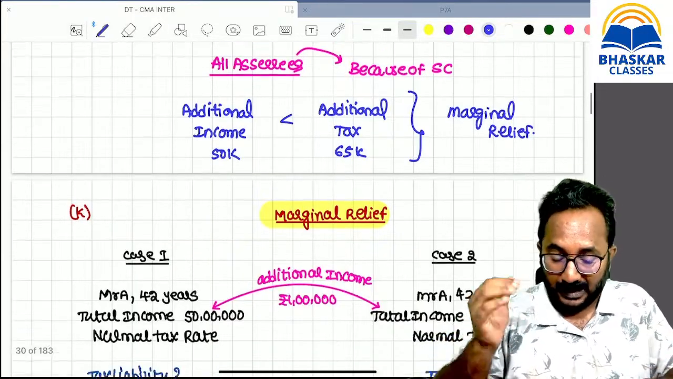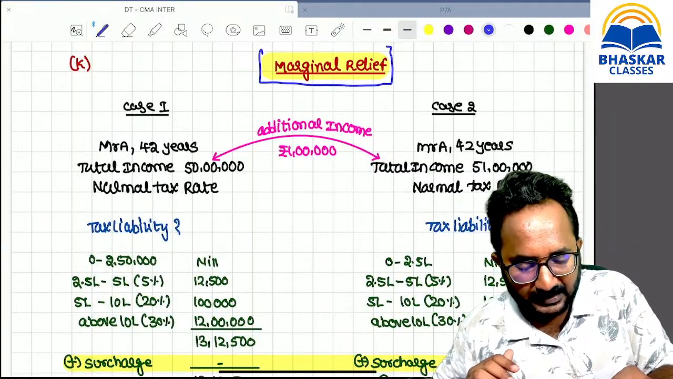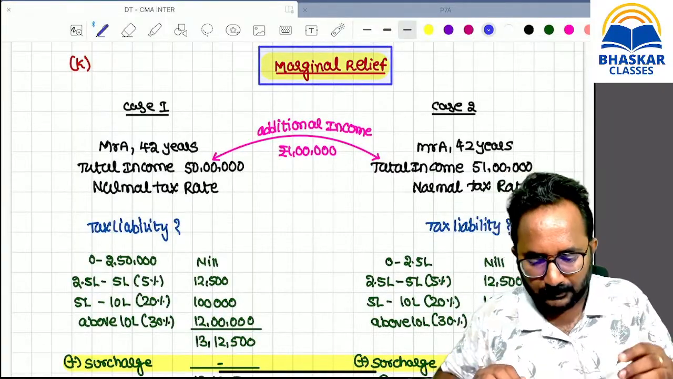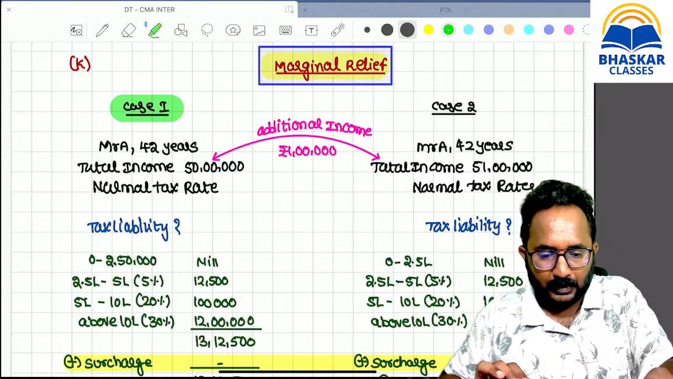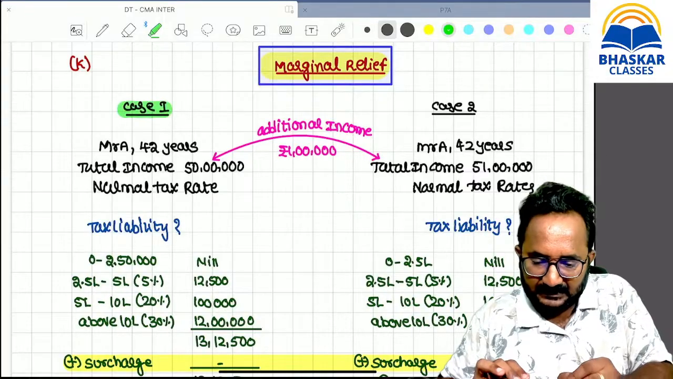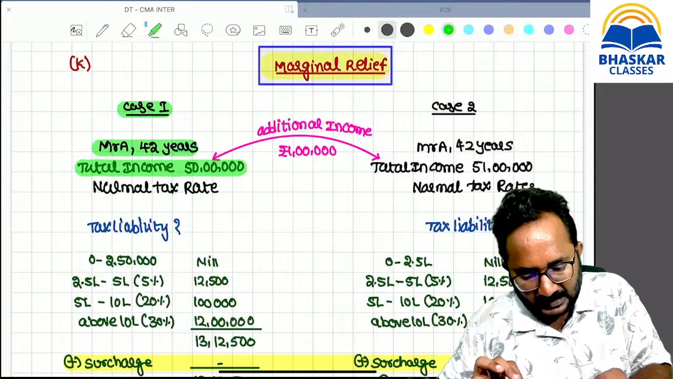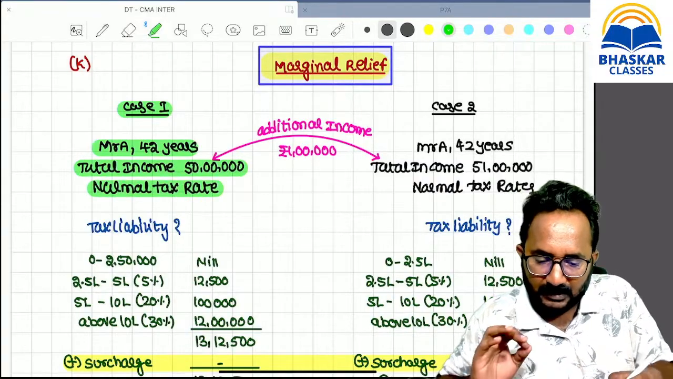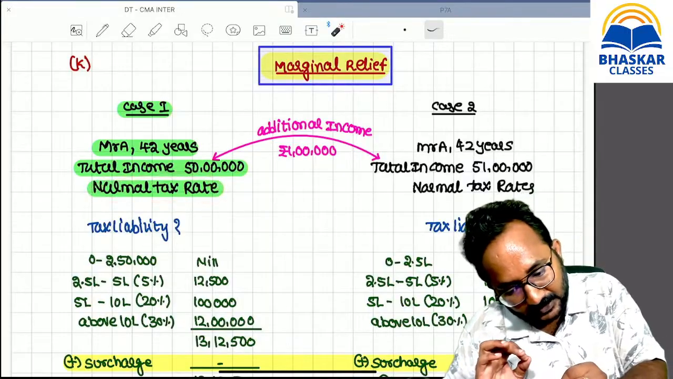So maybe you can get one question from the marginal relief concept. Listen carefully. I will explain the marginal relief concept using one example. Case 1, I am highlighting with a green color. Assessee is Mr. A, 42 years of age. His total income is exactly 50 lakh. He is following the normal tax rate, which we can also call the optional or old rate for an individual.